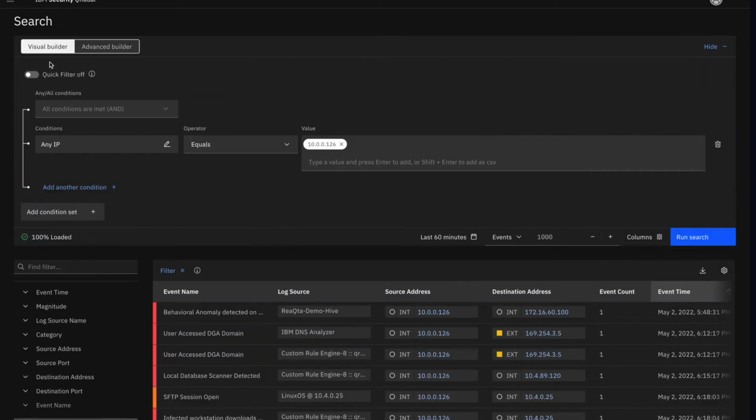So if we drill into our Visual Builder, we get into proactive threat hunting. And proactive threat hunting essentially within QRadar Visual Builder is really easy to do. What we're going to do is say, okay, I want to know any time that anything is communicating to or from this compromised IP as we know it.